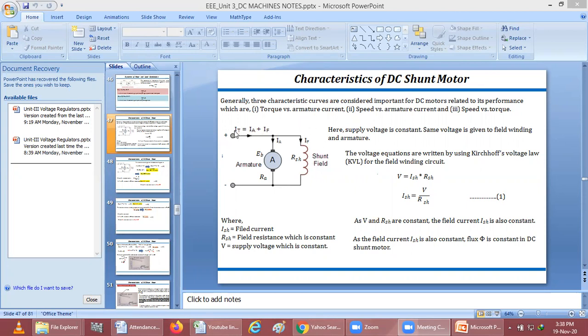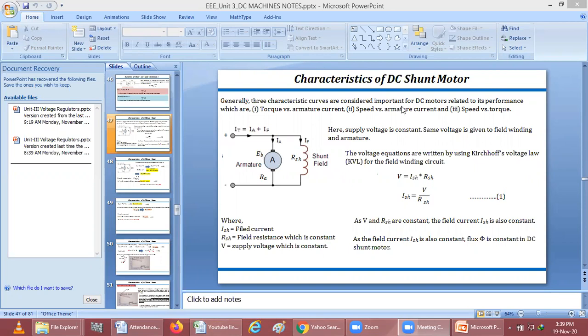So we are calling that current the total current. When we give the power supply, that current will be divided. How will it be divided? Some part will go to the armature. We are calling this machine a motor. That's why I have written EB here.